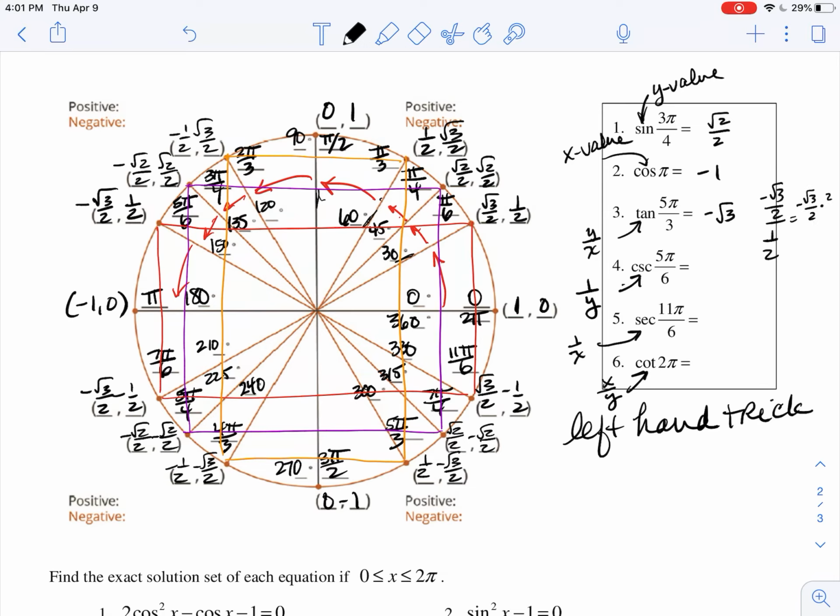quick math, negative square root 3 over 2 divided by 1/2. Keep, change, flip. So this is going to be negative square root 3 over 2 times 2 over 1. The 2's cancel, and that's how we get the negative root 3.